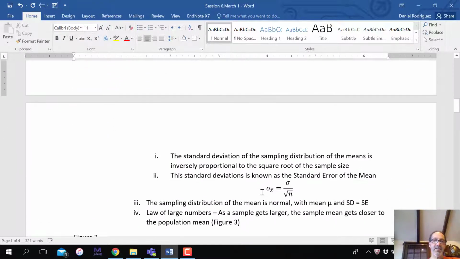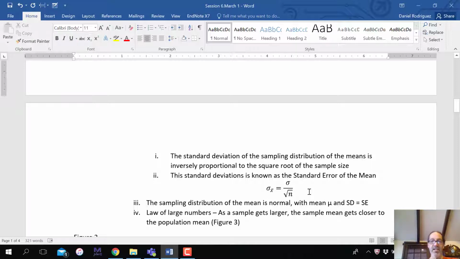Second, the standard error of the mean is inversely related to the sample size.